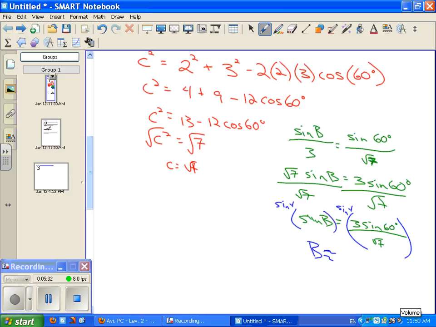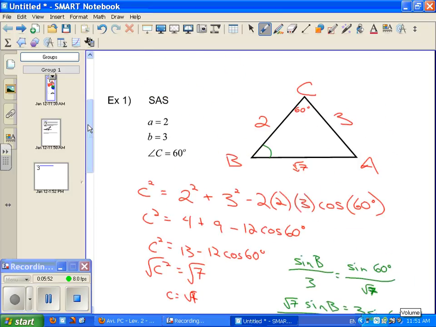So I'm going to go sine of 60 times 3 divided by the square root of 7, and then I'm going to take that solution and inverse sine it. And I get 79.1 degrees. So if this angle is 79.1 degrees, that's the other one. Okay, then what? Subtract it from 180. So I'm going to get 40.9 degrees. And now that triangle is solved.